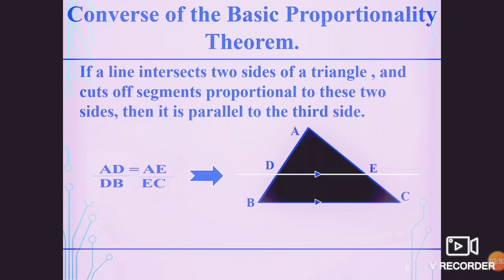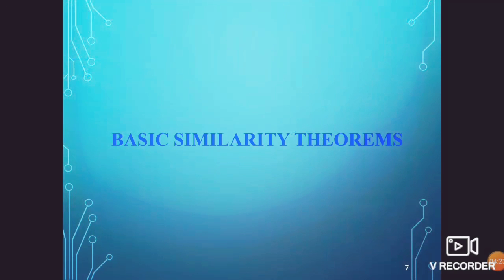But in the converse of basic proportionality theorem, we have just the opposite, that if a line is drawn through a triangle, then if the ratio formed of the sides is AD by DB is equals to AE by EC, then we can say that the line is parallel to the base, just the opposite of it, or vice versa. Using that, we will solve exercise 6.2.